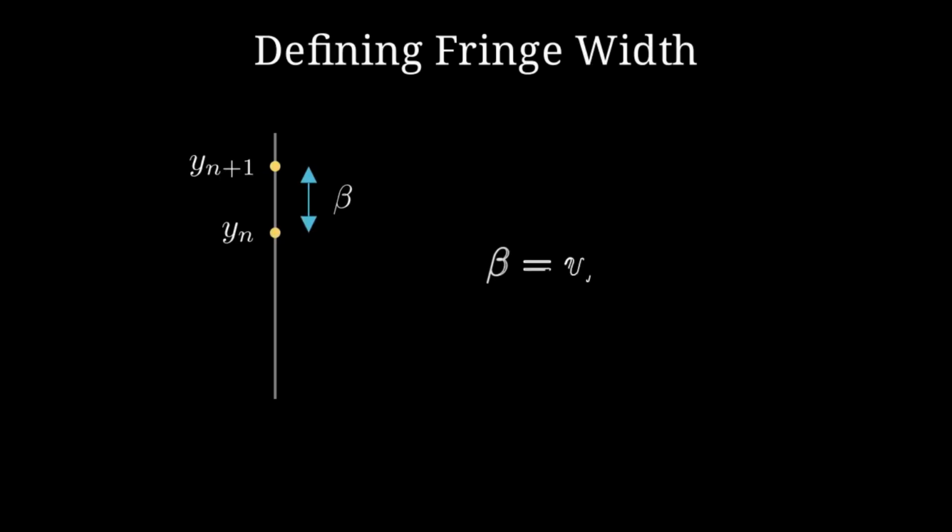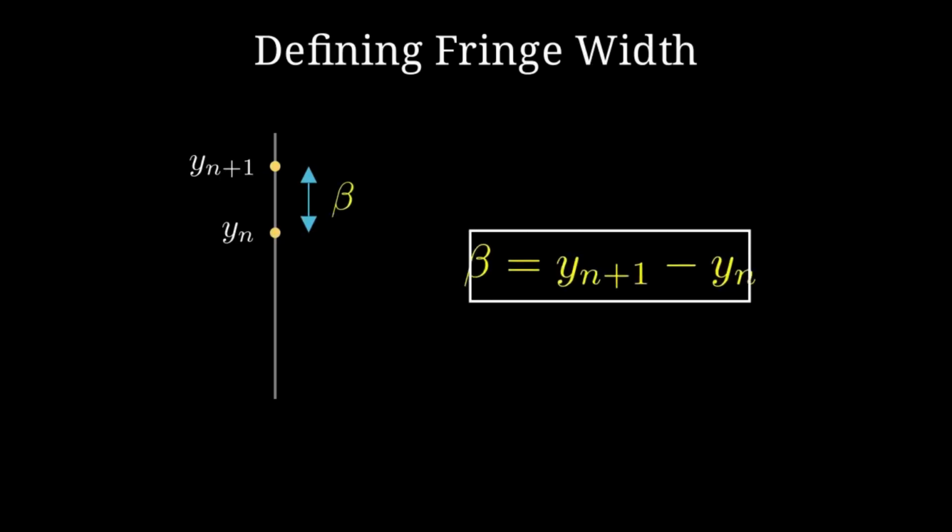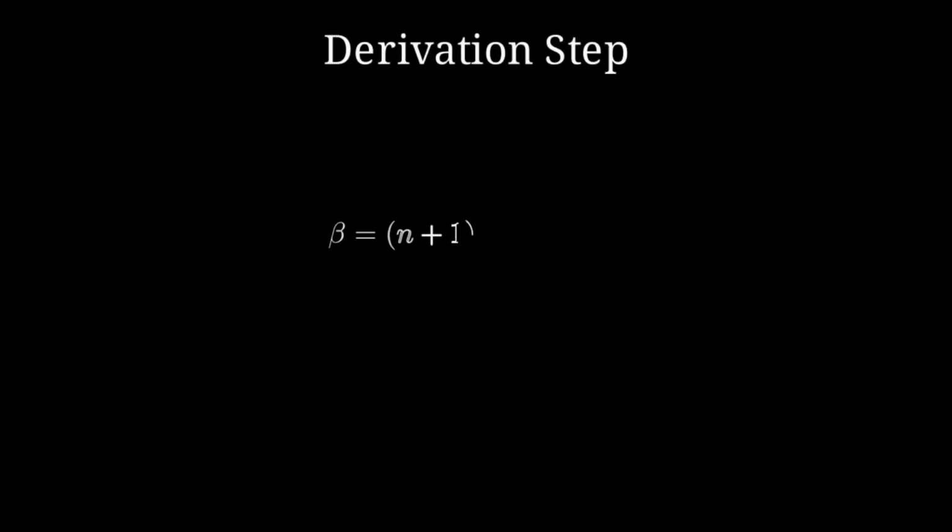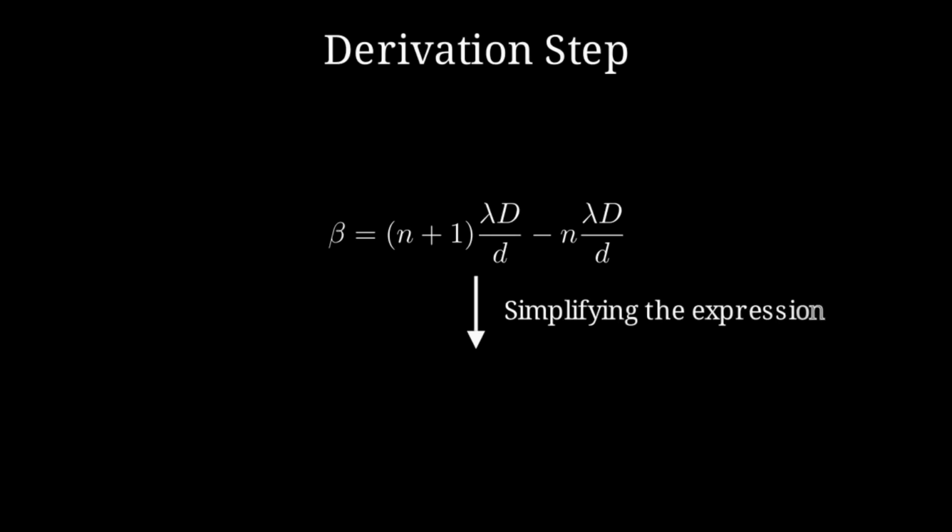The fringe width, denoted by the Greek letter beta, is the distance between two consecutive bright fringes or two consecutive dark fringes. It represents the thickness of one complete fringe cycle. By subtracting the position of the nth fringe from the n+1 fringe, the terms involving n cancel out. This leaves us with a simplified expression for the spacing on the screen.